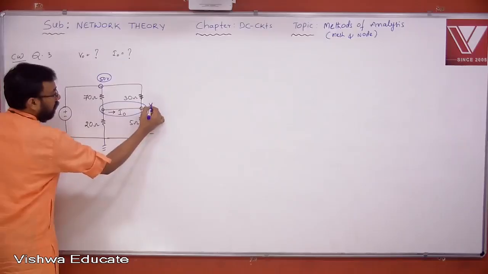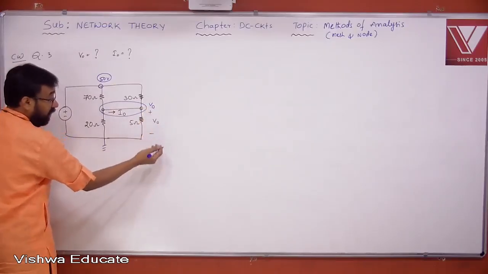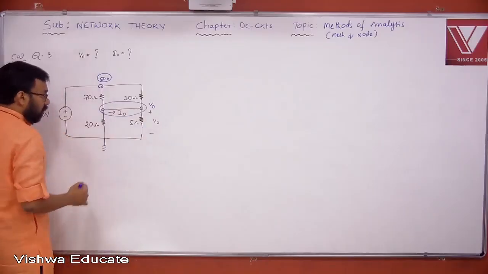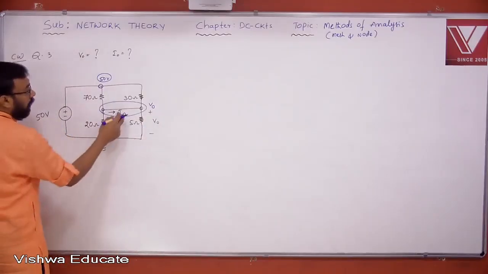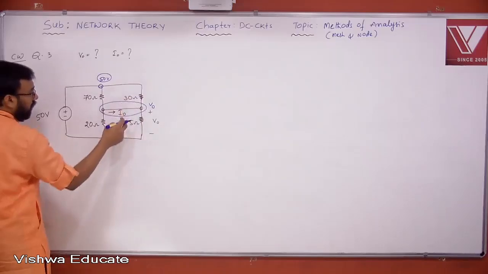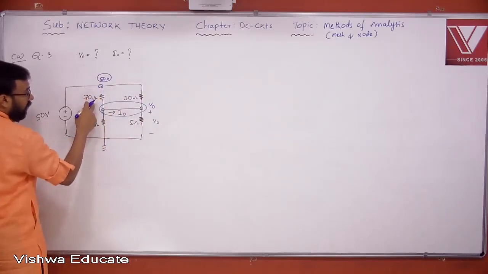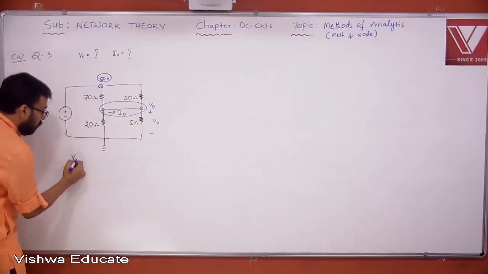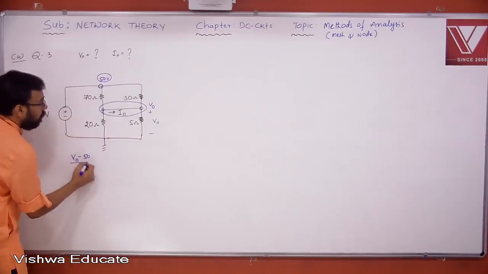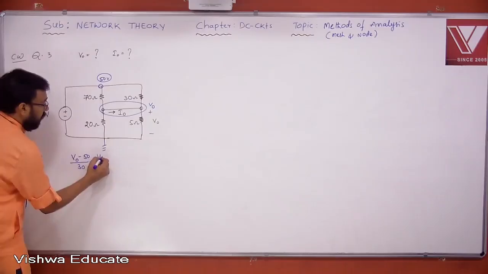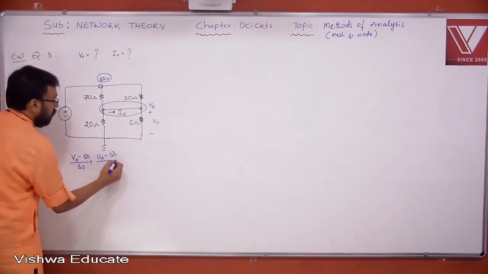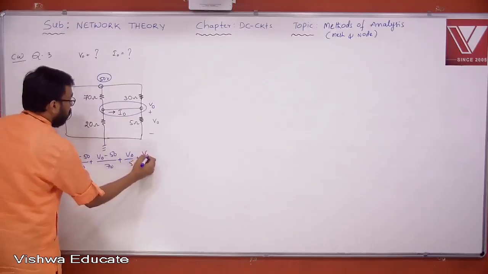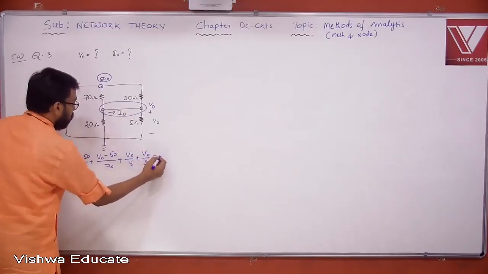Say this is V0, because V0 is already given, that's why I am taking V0 directly here. Now let us apply node analysis here. Tell me: (V0 minus 50) by 30, (V0 minus 50) by 70, V0 by 5, V0 by 20. So (V0 minus 50) by 30 plus (V0 minus 50) by 70 plus V0 by 5 plus V0 by 20 is equal to 0.